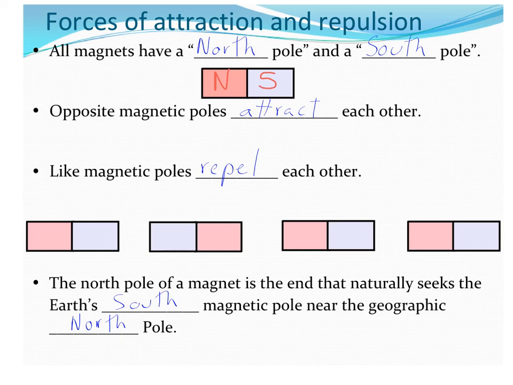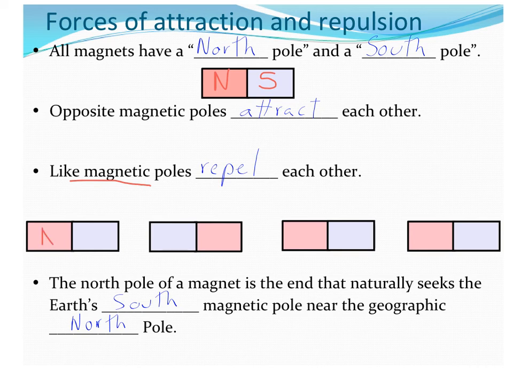Opposite magnetic poles will attract each other. So if a north faces the south of another magnet, they attract each other. That's an attractive force. And like magnetic poles will repel each other. So if a north faces the north of another magnet, they repel each other. Or if a south faces the south of another magnet, they also repel each other. So it would go like this.